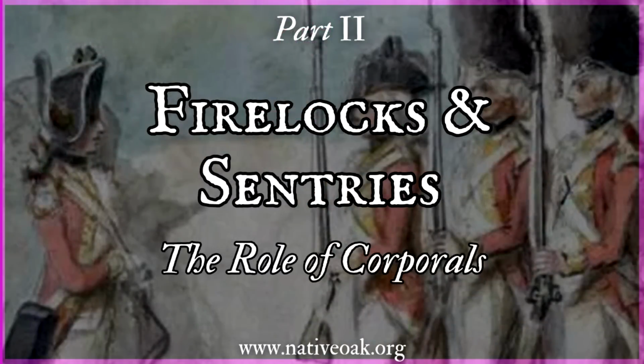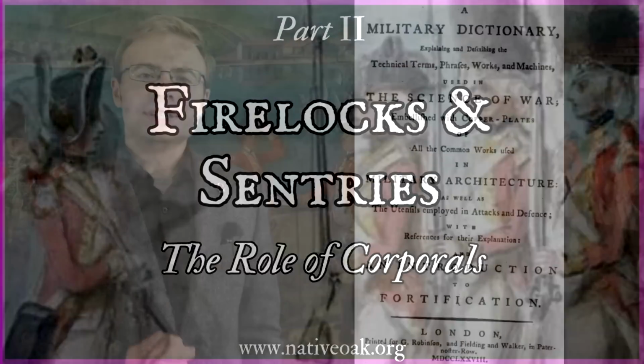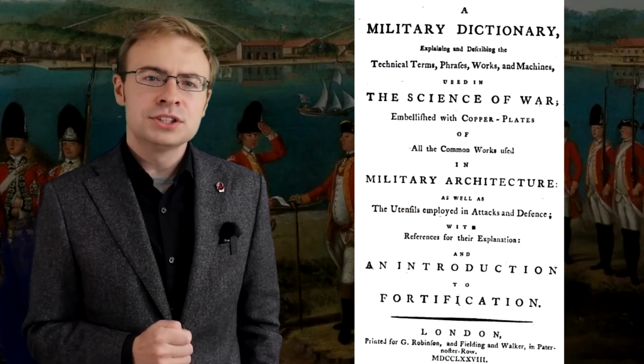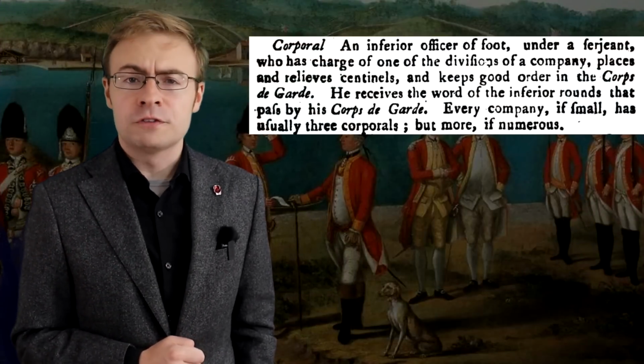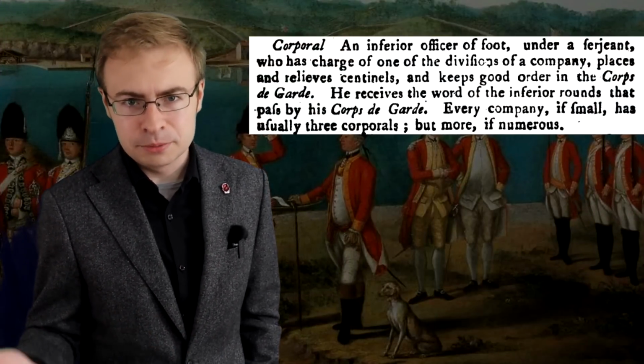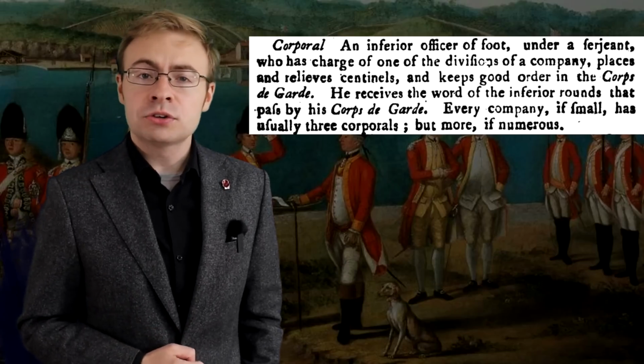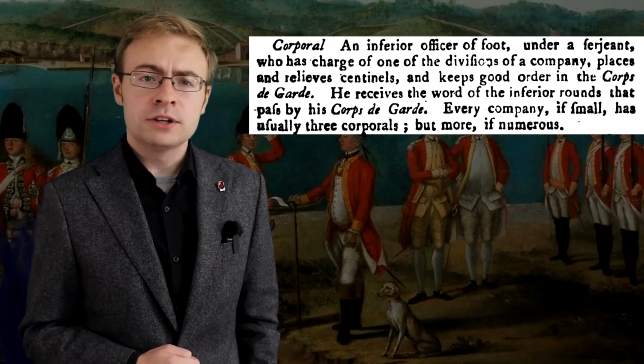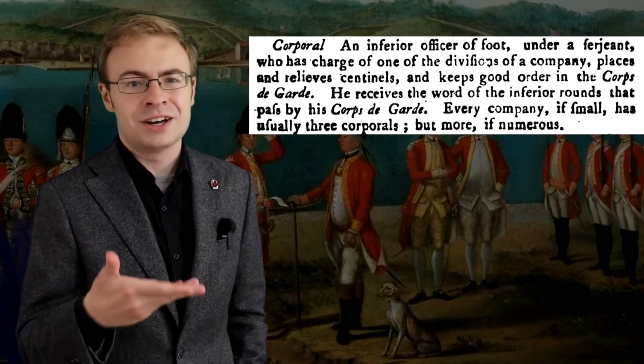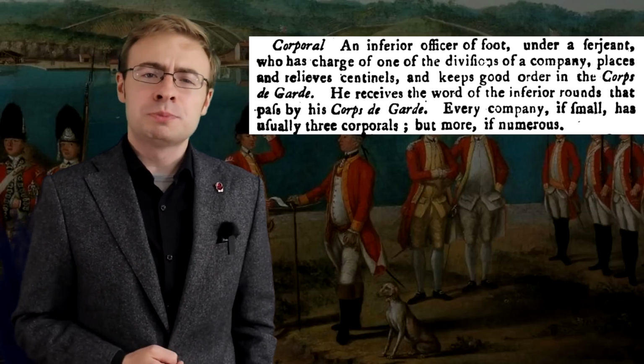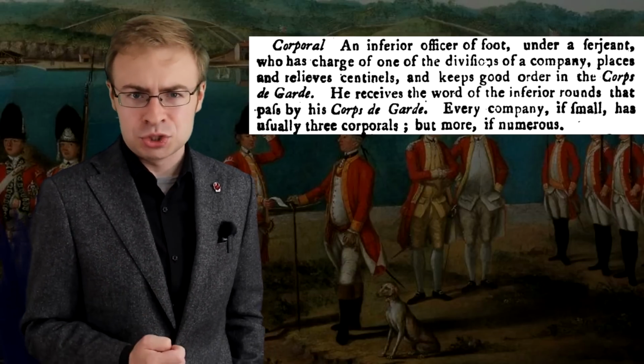So now we'll move on to our second part and discuss the specific roles of corporals during this time period. The 1778 Military Dictionary defines a corporal as being an inferior officer, aka a non-commissioned officer, of foot under a sergeant who has charge of one of the divisions of a company, i.e. a squad of inspection, and who is responsible for placing and relieving sentries.